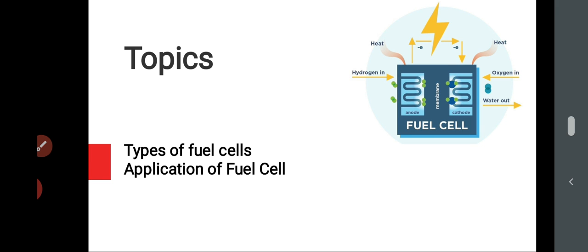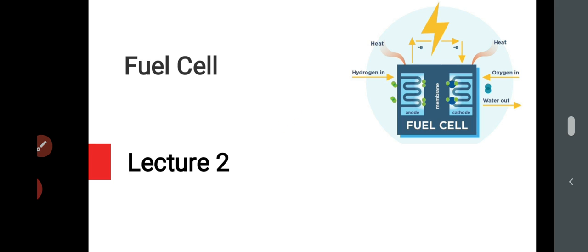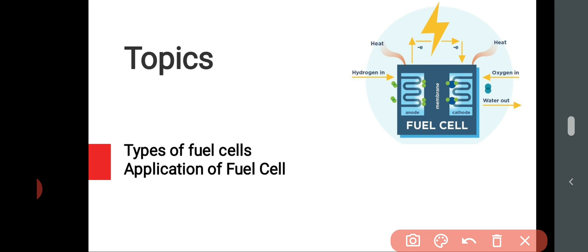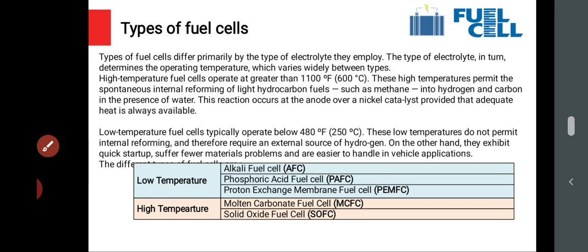So today we'll be discussing different types of fuel cell, and then we'll be having the idea about the applications of fuel cells, right? So to start with, the different types of fuel cells depend on the type of electrolyte that is used, and also the type of electrolyte determines its operating temperature, which can vary widely from high temperature to low temperature.